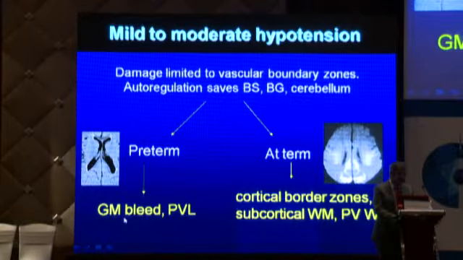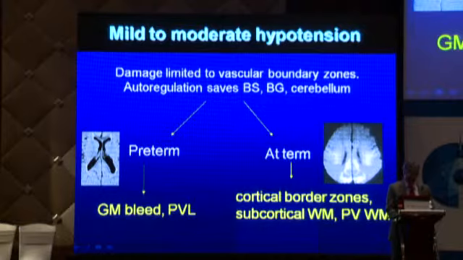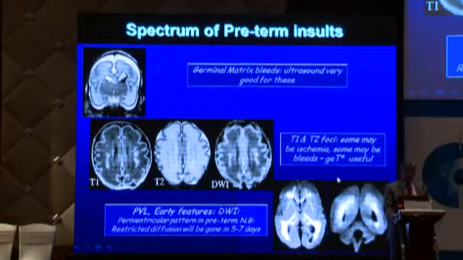I'm not showing you the germinal matrix bleed, but this is PVL, loss of white matter along the paratrigonal white matter areas. This is the classic injury at term, and you can see the diffusion restriction in these areas. So the spectrum of preterm insults, just to quickly recap, germinal matrix hemorrhage, of course you see this much better with ultrasound, so we don't really do MRs for this.